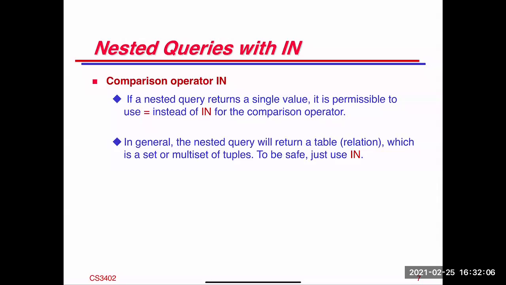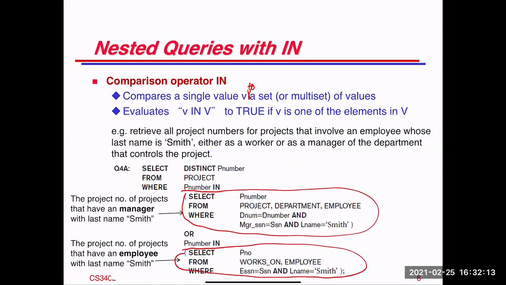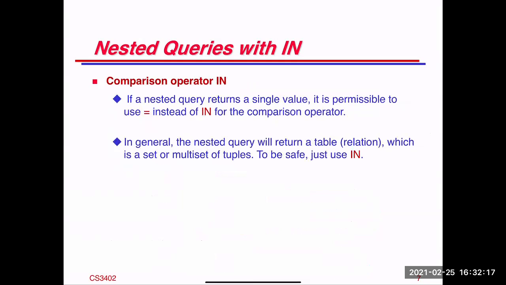Sometimes we don't need to use in. If a nested query, meaning this inner query here, returned only a single tuple, then I can use this equal sign instead of the in operator. But if there's more than one tuple in the result set, then you have to use in. So just to be safe, you can always use in. That will work.